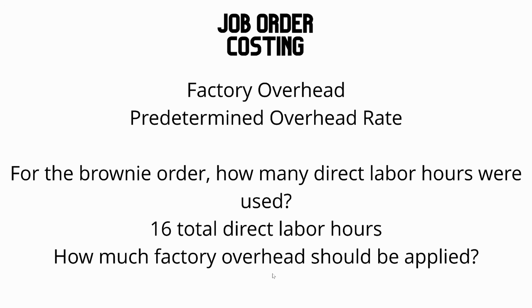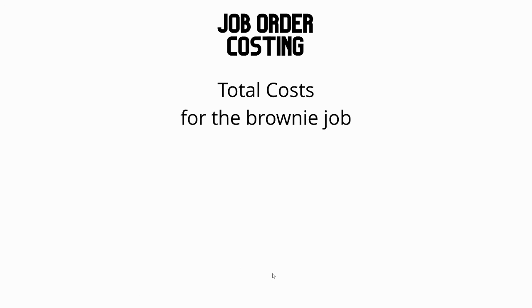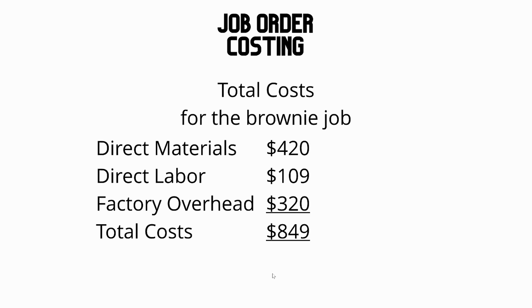So how much factory overhead should be applied? We'll take the 16 hours times the predetermined overhead rate of $20 per direct labor hour to get $320 of factory overhead that should be applied. So let's look at the total cost for the brownie job. Direct materials was $420. Direct labor was $109, and factory overhead was $320. The total costs come out to $849 for the brownie job.